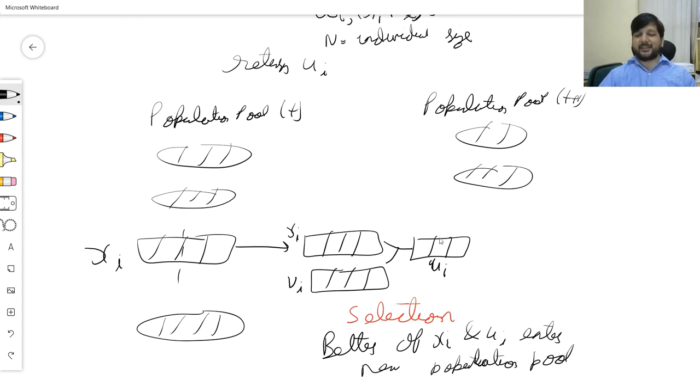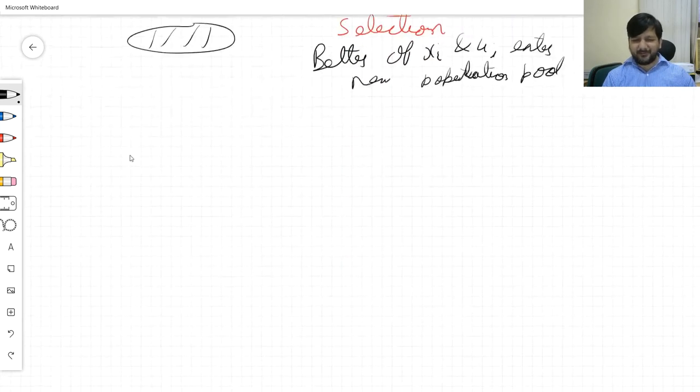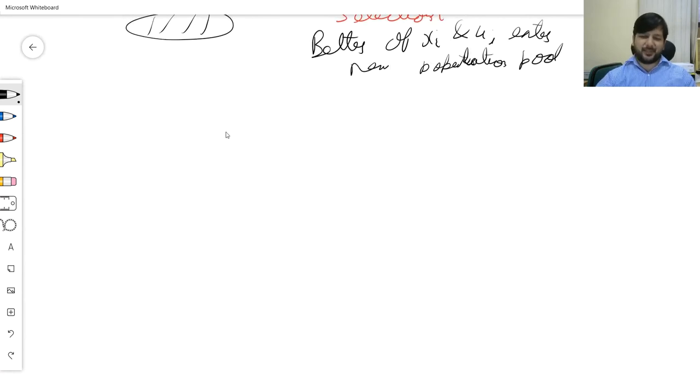If UI is better, it'll go here. If XI is better, it'll go here. So the better of UI and XI will go into the population pool. Let us say that UI was better and therefore UI entered the population pool, which becomes the new individual, the ith individual for the population at time t plus 1. So again, inherently an extremely simple algorithm, differential evolution.